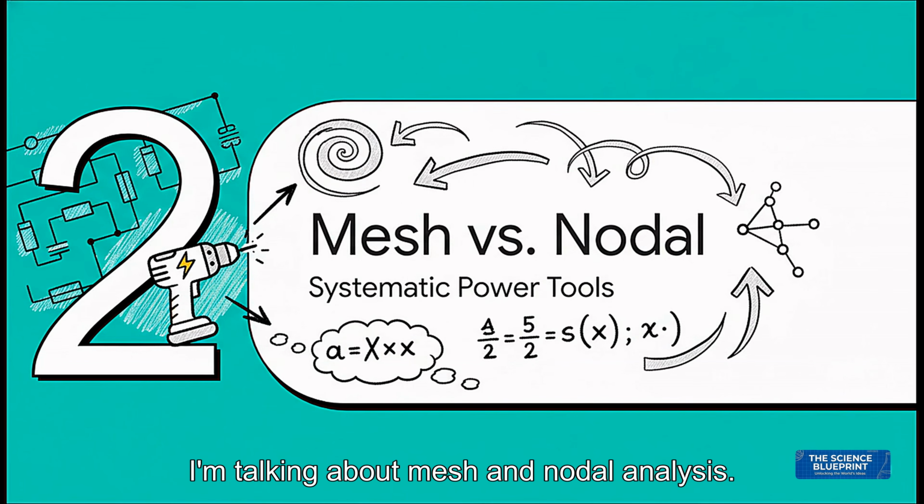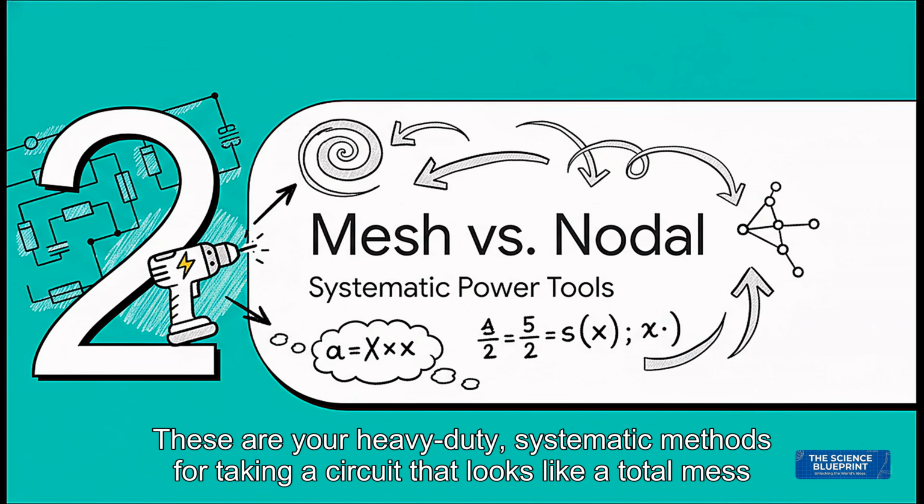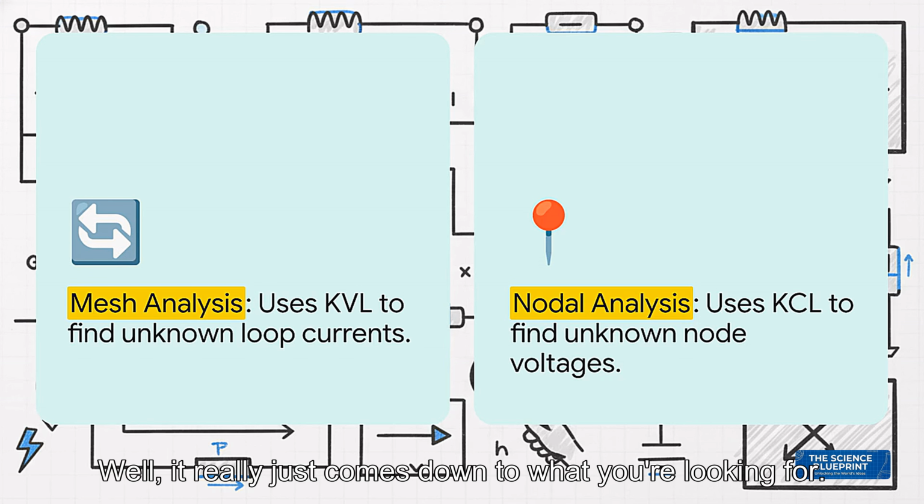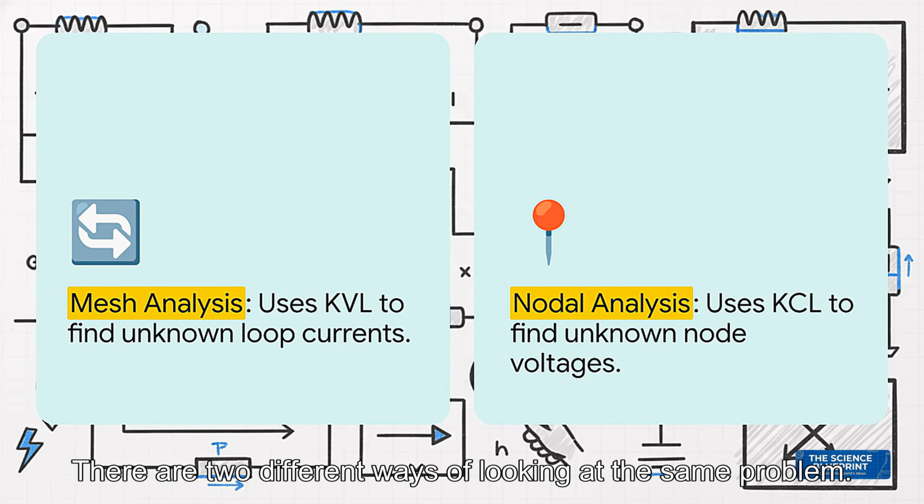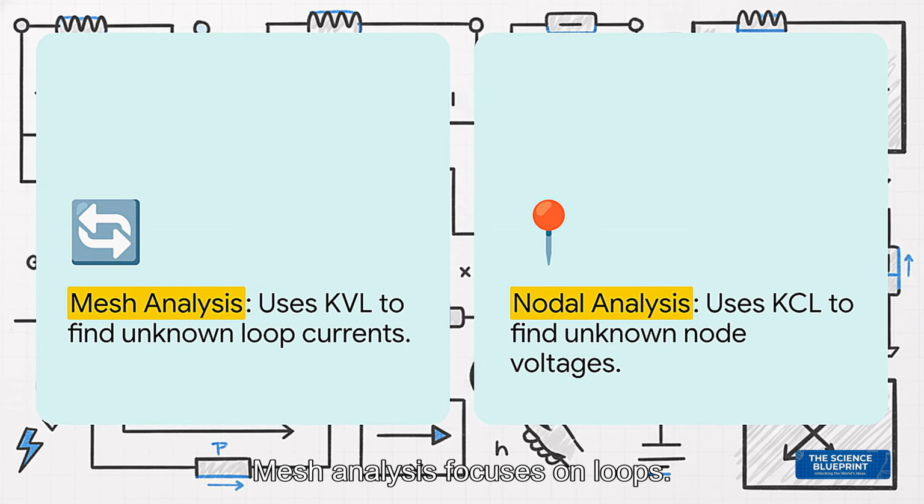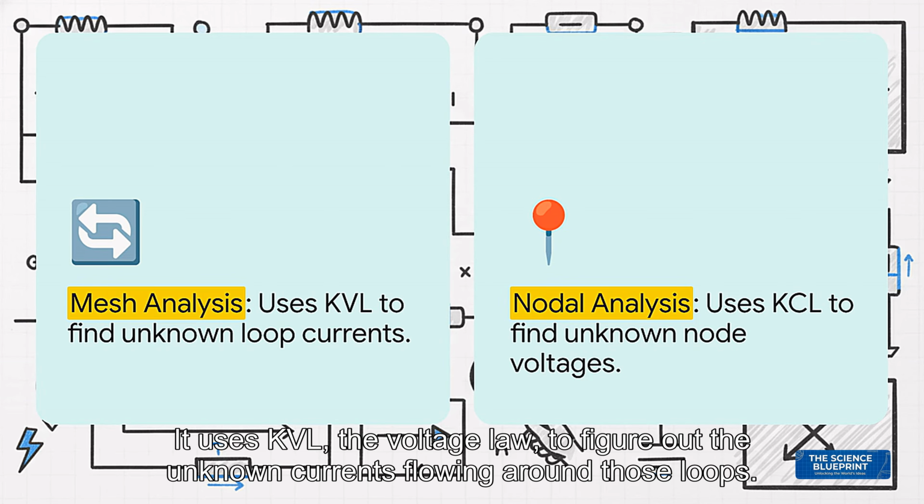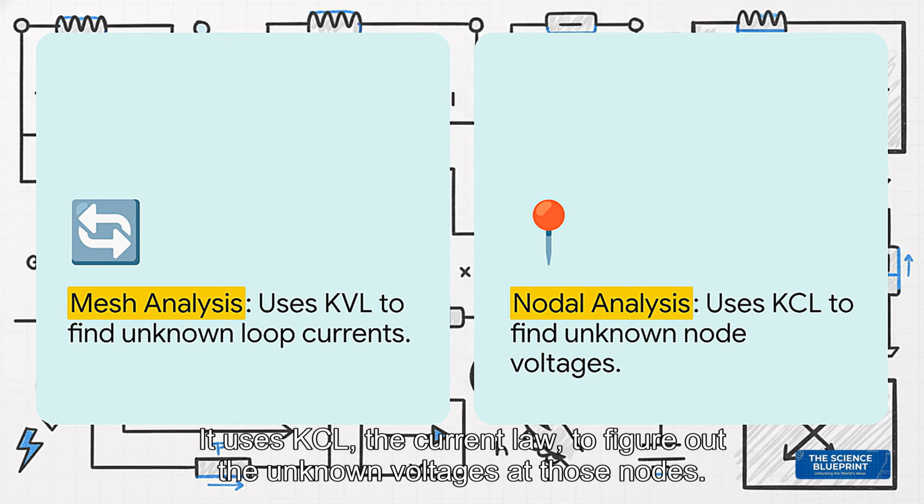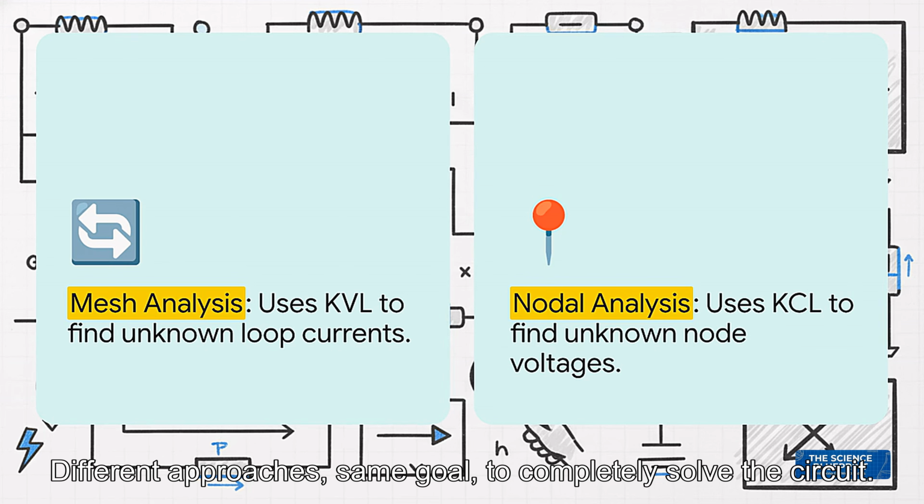I'm talking about mesh and nodal analysis. These are your heavy-duty, systematic methods for taking a circuit that looks like a total mess and breaking it down into a simple set of equations that you can actually solve. So what's the difference between these two? Well, it really just comes down to what you're looking for. There are 2 different ways of looking at the same problem. Mesh analysis focuses on loops. It uses KVL, the voltage law, to figure out the unknown currents flowing around those loops. Nodal analysis, on the other hand, focuses on the nodes. It uses KCL, the current law, to figure out the unknown voltages at those nodes. Different approaches, same goal: to completely solve the circuit.